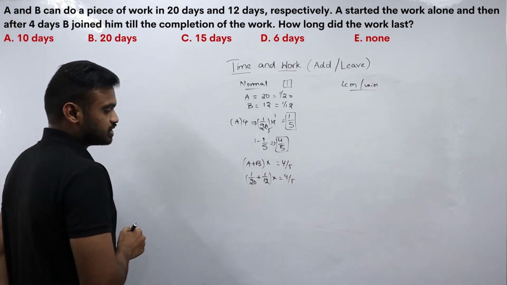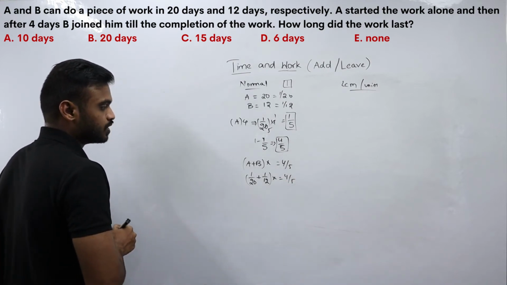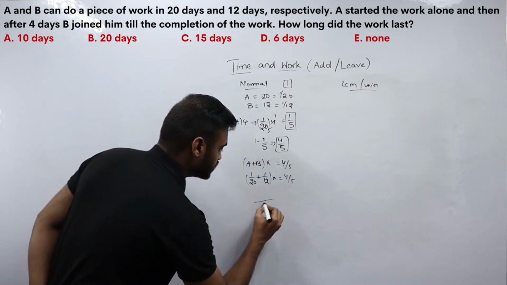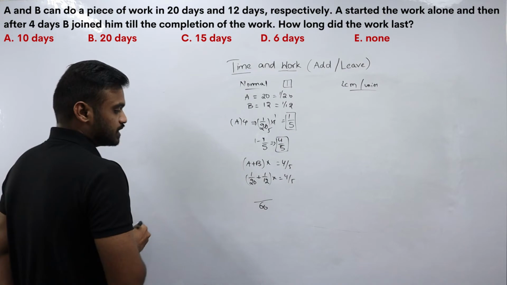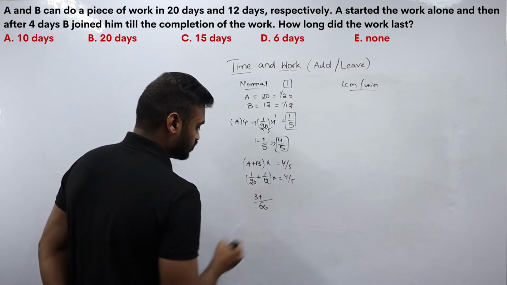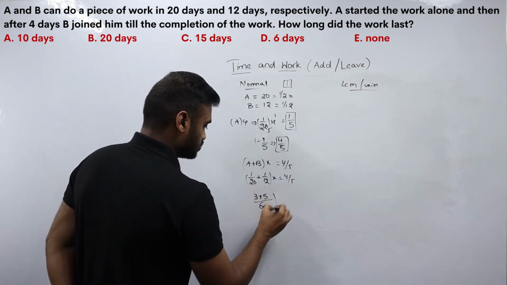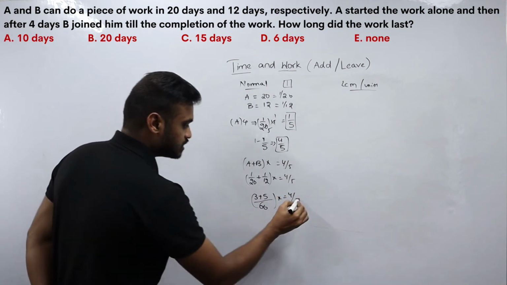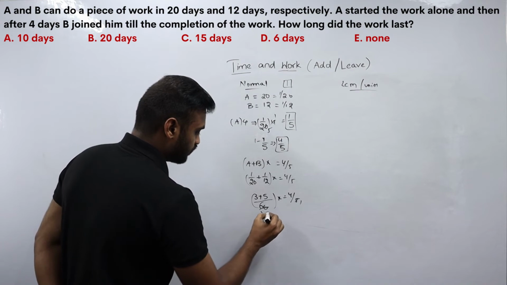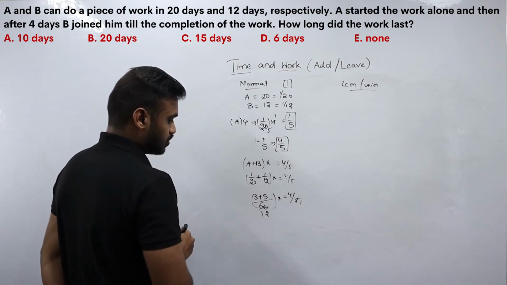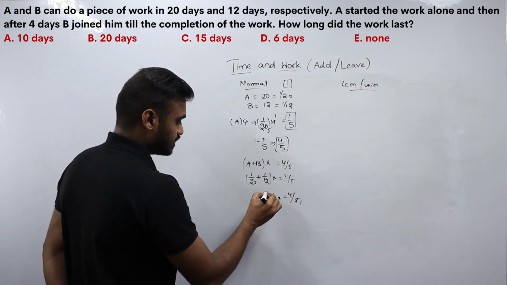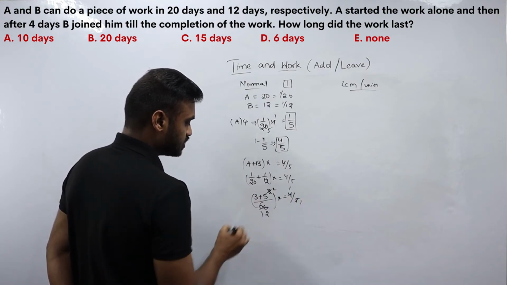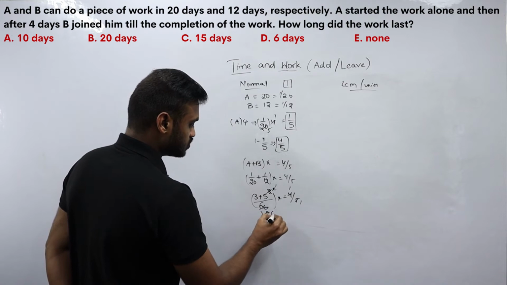Now the LCM of 12 and 20 will be 60 units. 1 by 20 into 60 will be 3, plus 1 by 12 into 60 will be 5, into x, equal to 4 by 5. Now if I cancel this, 5 ones are 5 and 5 twos are 10. Now this will be 8, right? 3 plus 5 equal to 8. If I cancel this, 4 ones are 4 and 4 twos are 8. Now 2 ones are 2 and 2 sixes are 12.